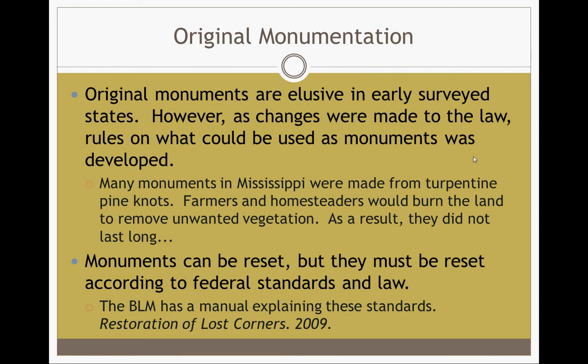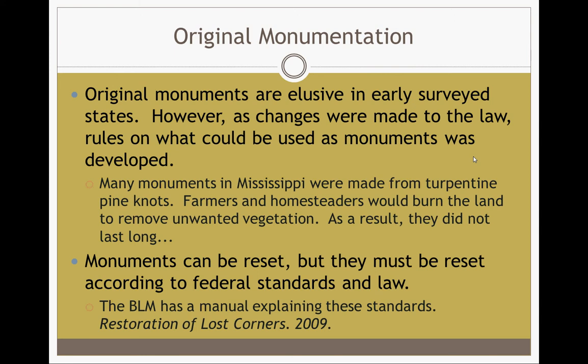Now, a little bit about original monuments. Original monuments are elusive in early surveyed states like Mississippi. However, as changes were made to the law, rules on what could be used as a monument were developed. Many monuments in Mississippi were made from turpentine pine knots. The problem with this was, as a pioneer would come through and wanted to farm land or have some pasture land, they would cut trees down and burn the land to remove this unwanted vegetation and shrubs. As a result, the monuments didn't last real long. The turpentine pine knots would light on fire and burn like gasoline, and there was nothing left. So a lot of monuments were lost.